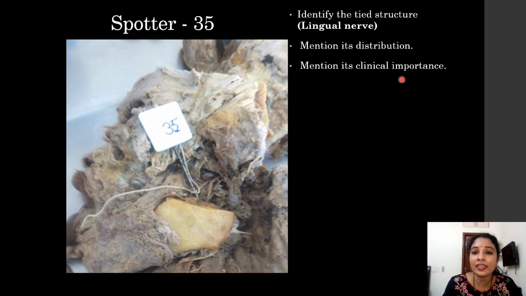And then the clinical importance of the lingual nerve: if it gets damaged, in the anterior two-thirds there won't be general sensation, the general sensation is lost, and special sensation is also affected because the chorda tympani joins the lingual nerve. So these are a few clinical aspects.